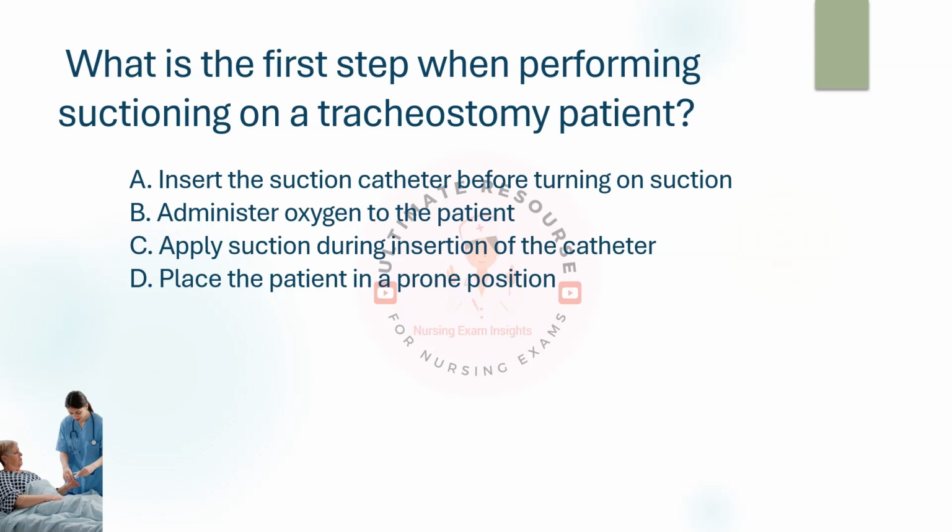What is the first step when performing suctioning on a tracheostomy patient? Options are A. Insert the suction catheter before turning on suction. B. Administer oxygen to the patient. C. Apply suction during insertion of the catheter. D. Place the patient in a prone position.